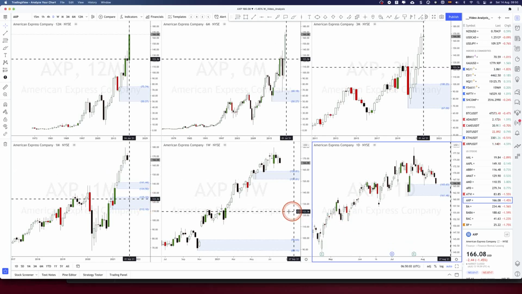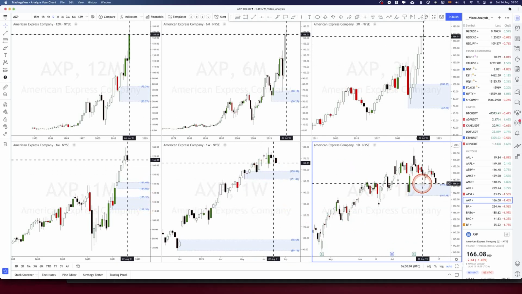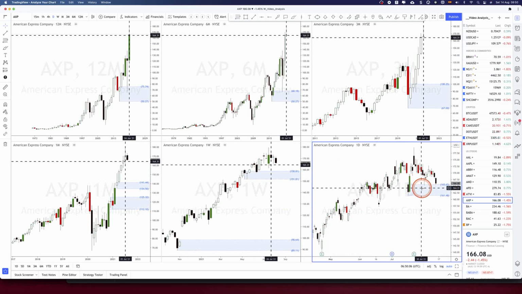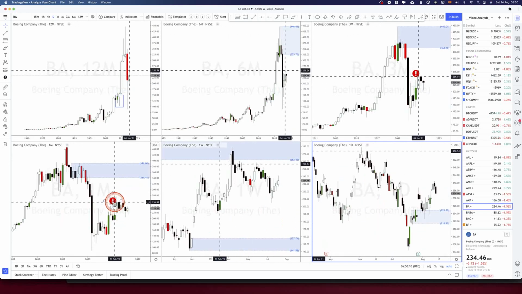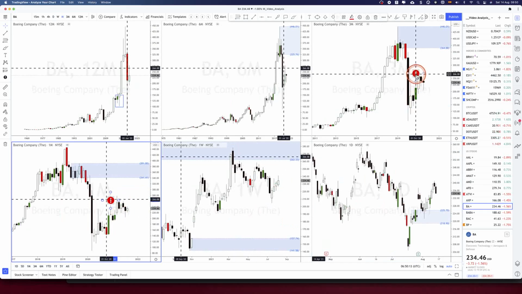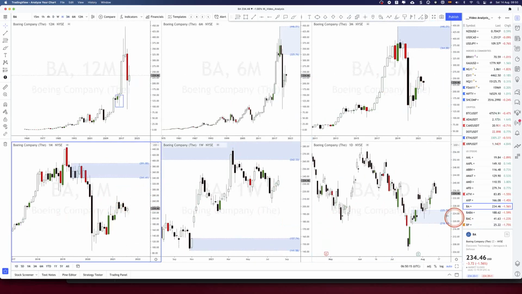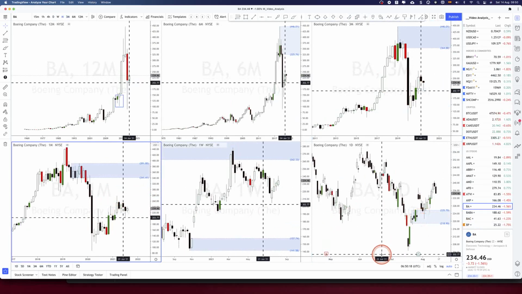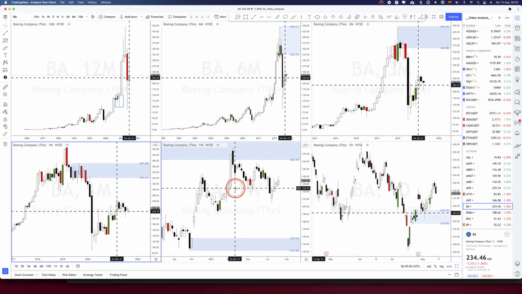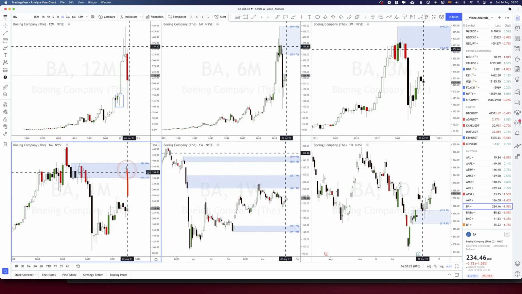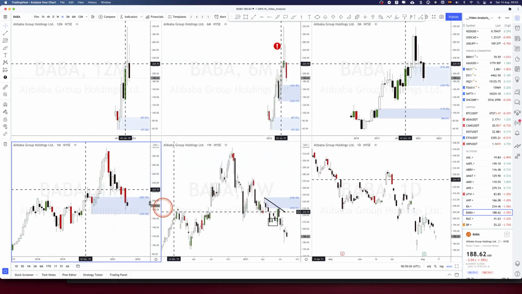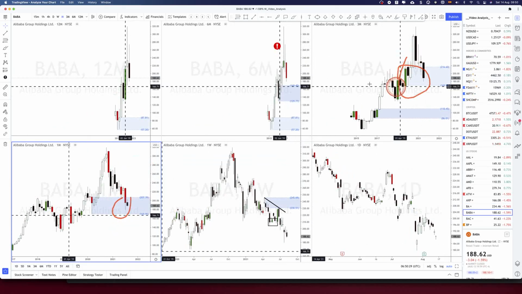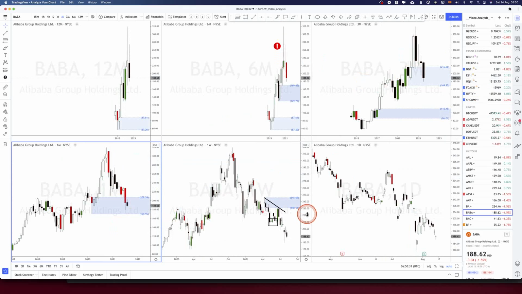American Express, weekly demand in control, daily demand has been tested. We need new demand levels, long bias. On Boeing, well, everything is out of alignment, so doing nothing on this one for now, even though we have this area of demand in control. We need new areas of demand. It's unclear. Expecting price to reach all the way up. We need strong demand levels anyway. And Alibaba, we have monthly and 3-month demand levels in control by bearish price action, waiting for new levels of demand. That's not happening.